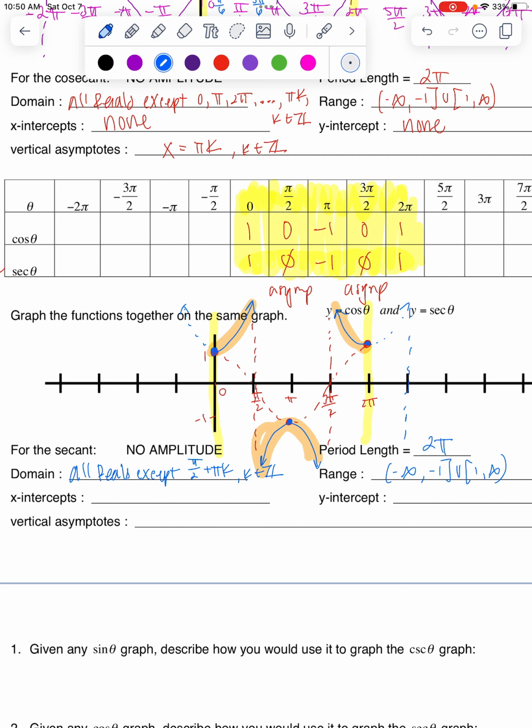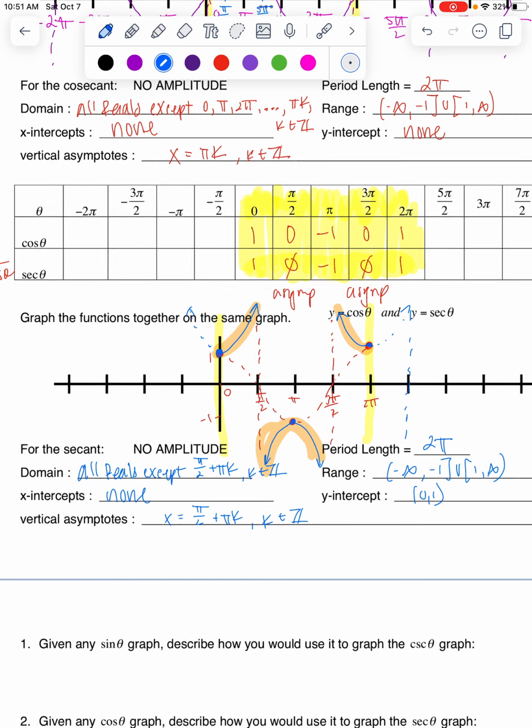Again, we have no x-intercepts. We do, however, have a y-intercept at (0, 1). And then our vertical asymptotes, again, is just this equation of x is equal to pi over 2 plus pi k, for k in the set of integers. And that is our secant graph.